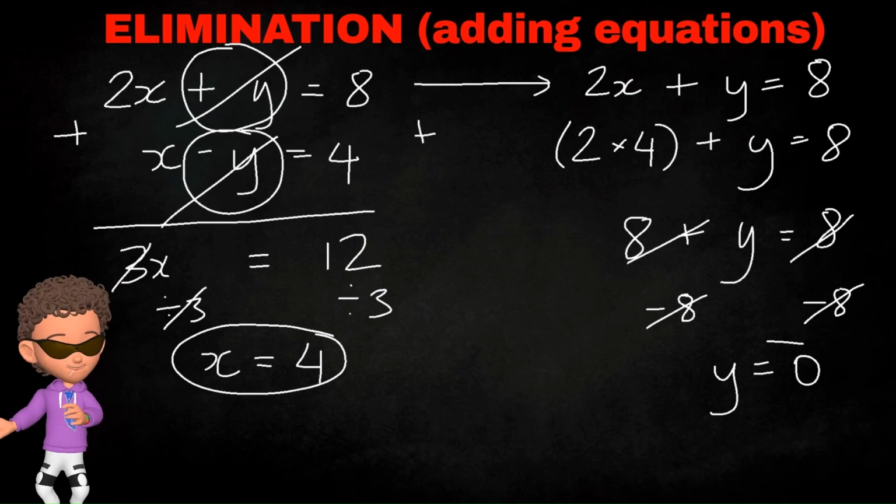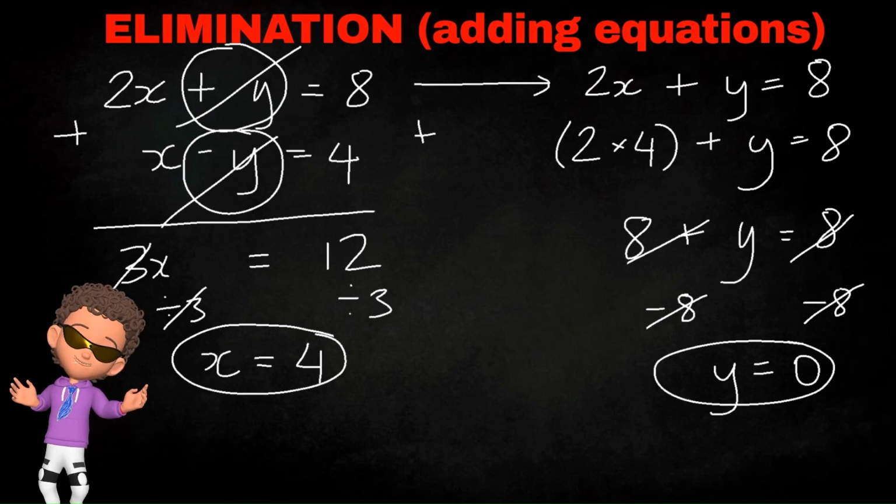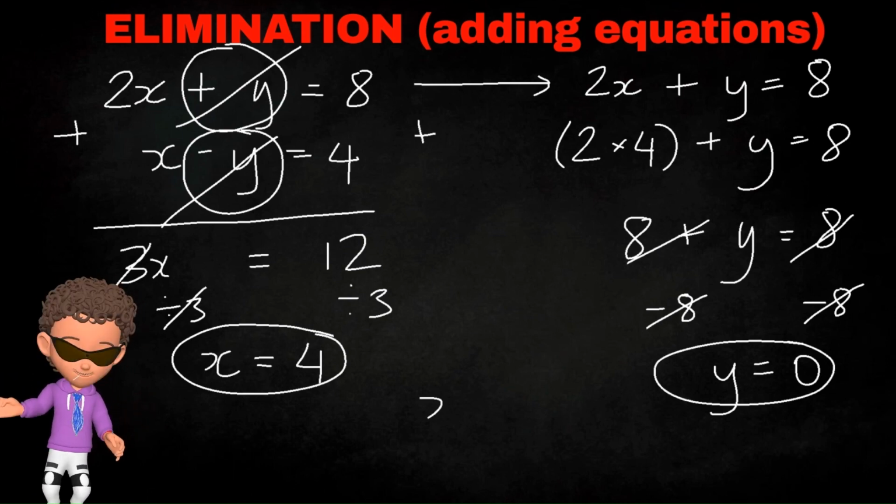Y equals 0. Therefore, my solution to the system is 4 and 0.